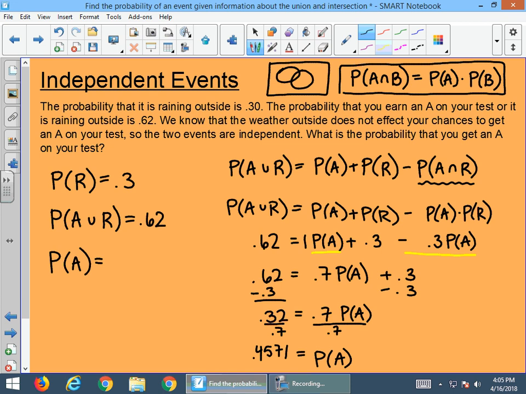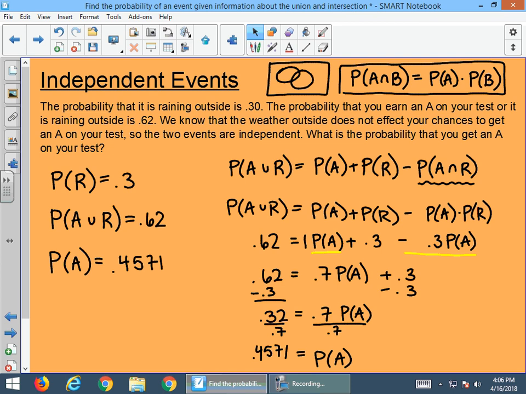It's actually a much longer decimal than that, but I rounded it to 4 decimal points. So 0.4571. That means that this student has a 45.7% chance to get an A on any given test. And for some people, I guess that would be good. I would like to see like 0.98. That would really make you feel good if you were going into a test knowing that 98% of the time you would earn an A.